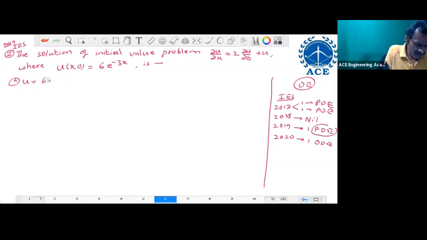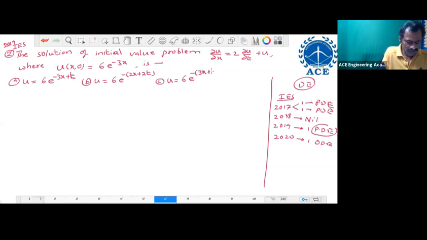Option A, u = 6e^(-3x+t). Option B, u = 6e^(-(2x+2t)). Option C, u = 6e^(-3x+2t). Option D, u = 6e^(-(3x-2t)). Right? This is the problem.